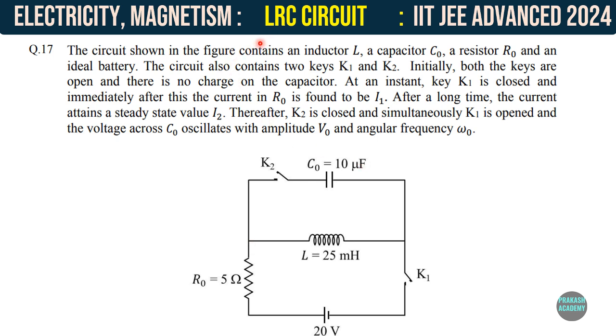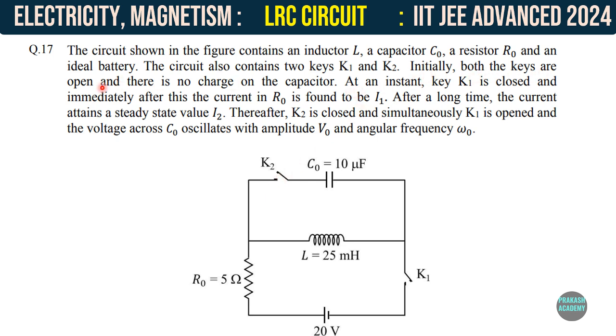This problem is related to the concept of an LRC circuit, and the problem says the circuit shown in the figure contains an inductor L, a capacitor C0, a resistor R0 and an ideal battery. The circuit also contains two keys K1 and K2. So, this is the circuit that has a capacitor, an inductor, a resistor and a battery. It also has two keys, this one is K1 and this is K2.